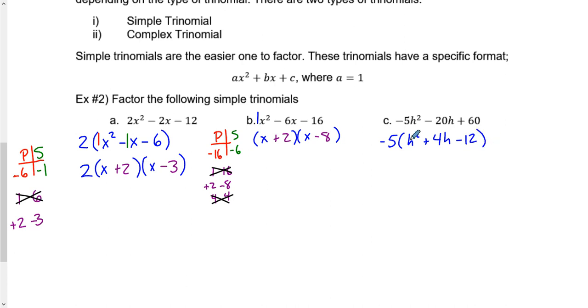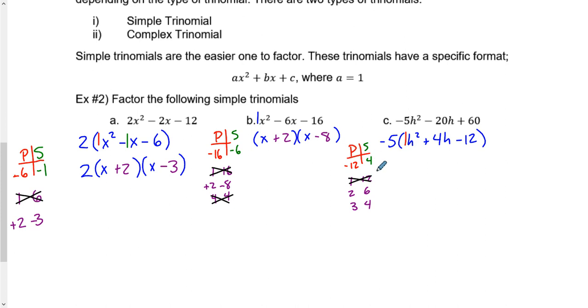Subtract 12. So we look to our product and sum. Product of 1 multiplied by -12. Our sum, 4. You don't necessarily have to write down every single one of our factors of the product term each and every single time. It is just something that works. Because you may think that you have an answer, but then it doesn't actually work.